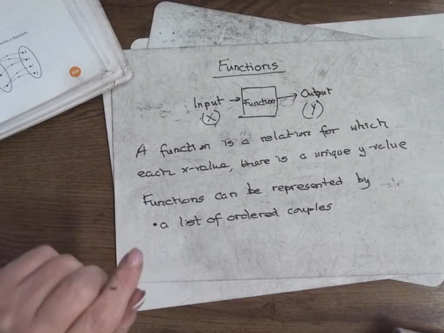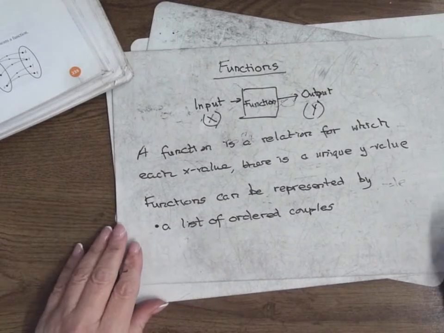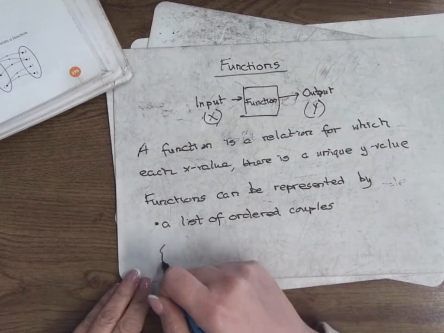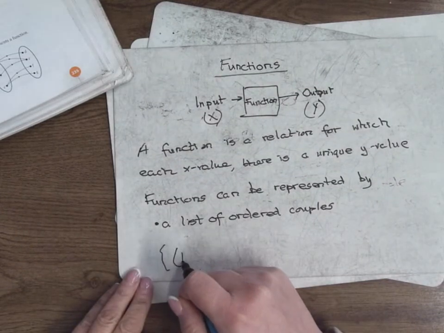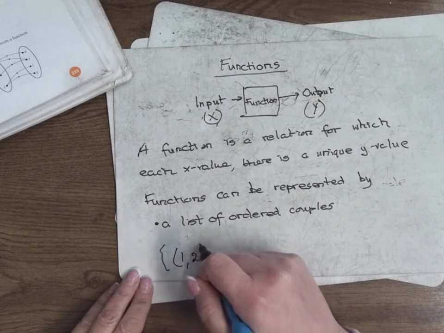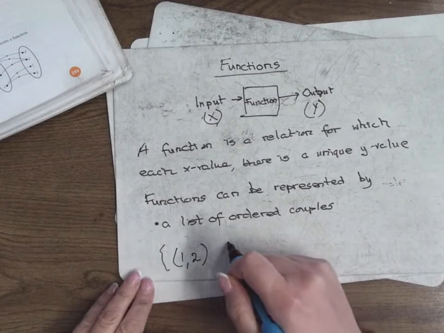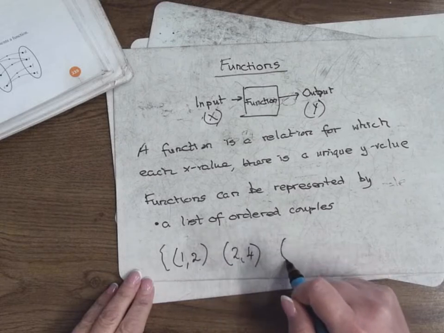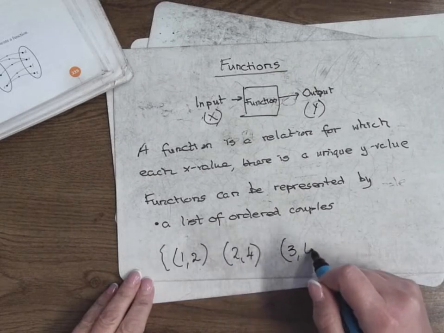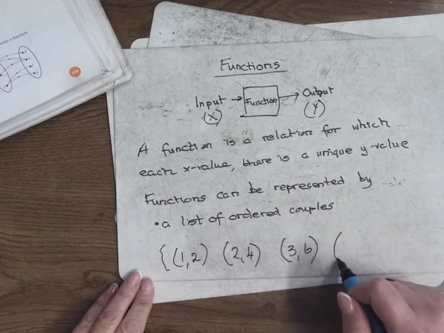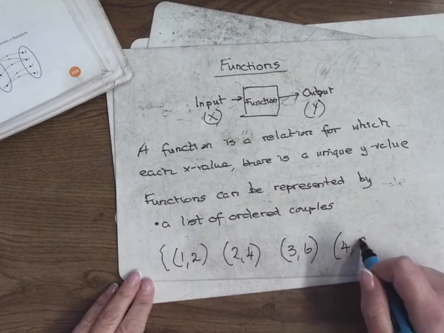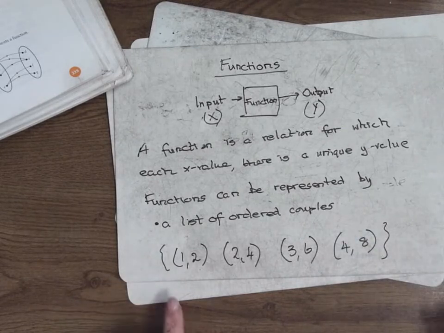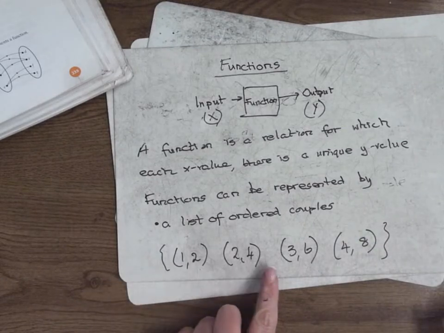Functions can be represented by a list of ordered pairs or couples. So for example, here's a function. I put in a 1, I got out a 2. I put in a 2 and got out a 4. I put in a 3, get out a 6. Now I don't have a rule at the moment. I put in a 4 and got out an 8, and that'll do me. That's a function. So input, output.